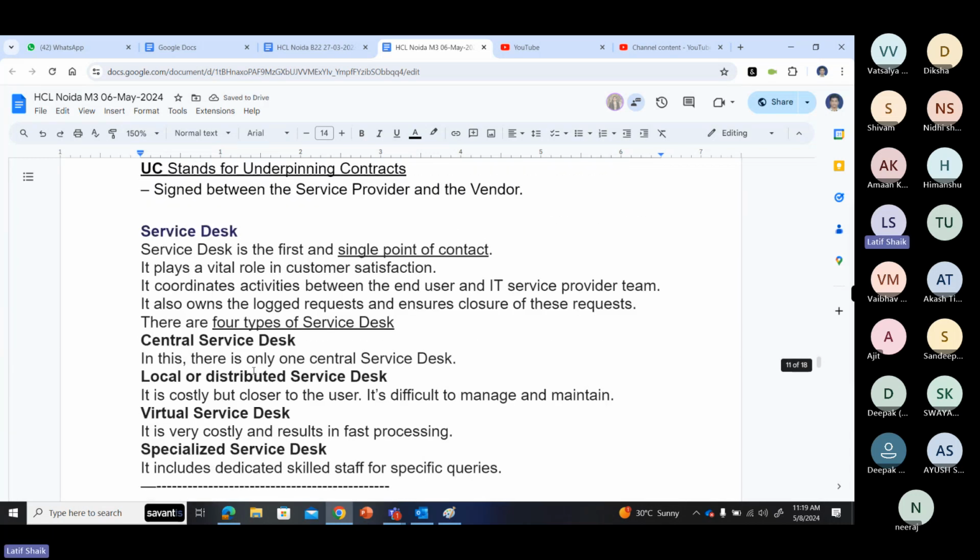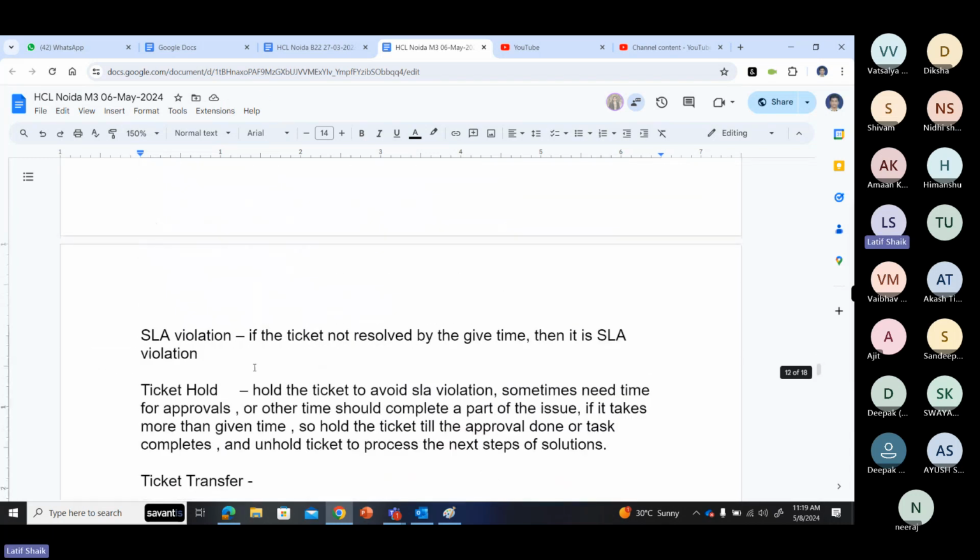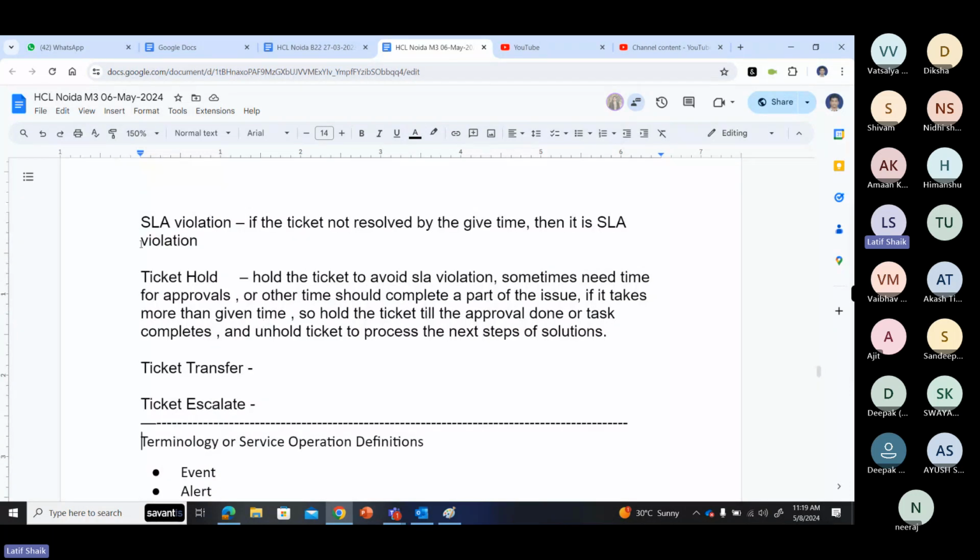So understand what is an SLA violation, ticket holding, ticket transfer, and escalation.